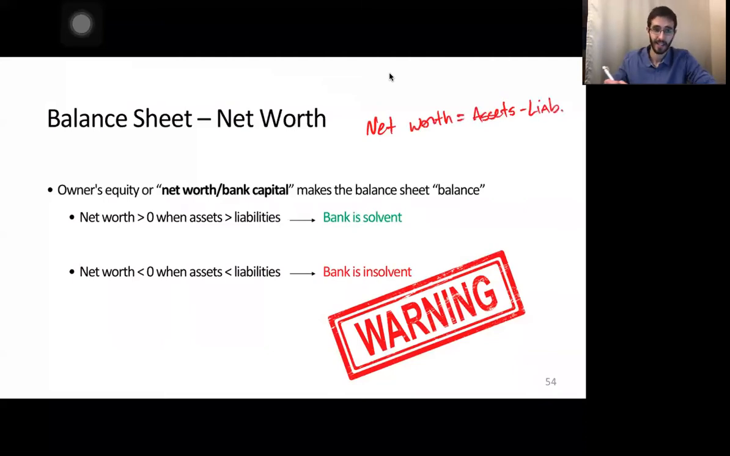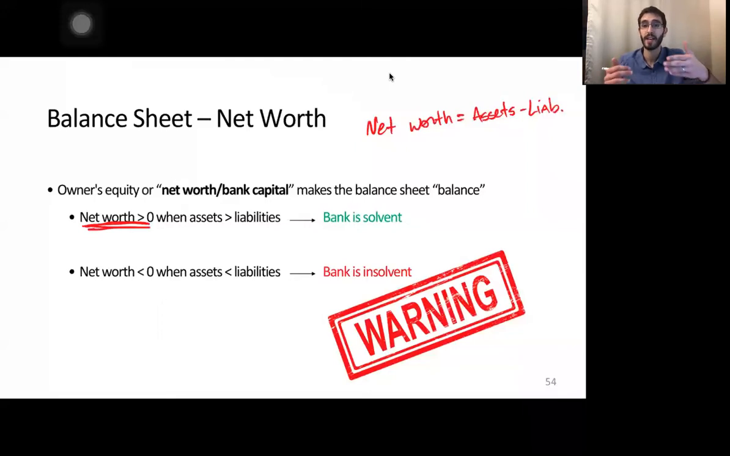And that means that if the net worth is positive, that bank is in good shape. It's solvent, okay? In other words, if the bank has enough things that it owns that it can then sell to pay back all of its debt if necessary, and it still has at least some money left, it's a positive net worth, and the bank is considered solvent, it's not in trouble.